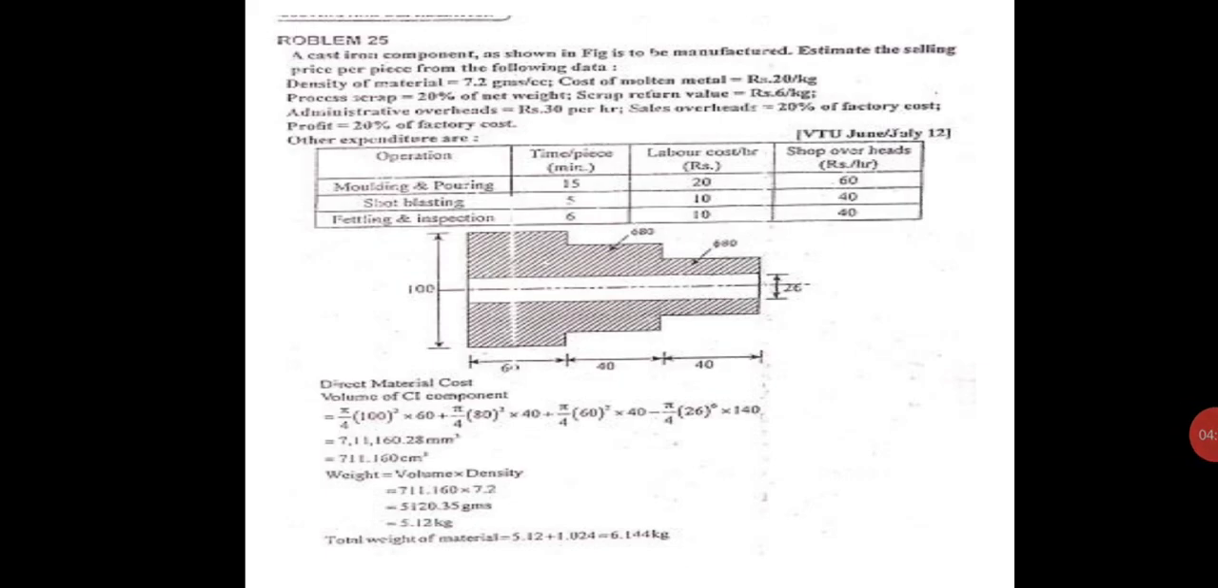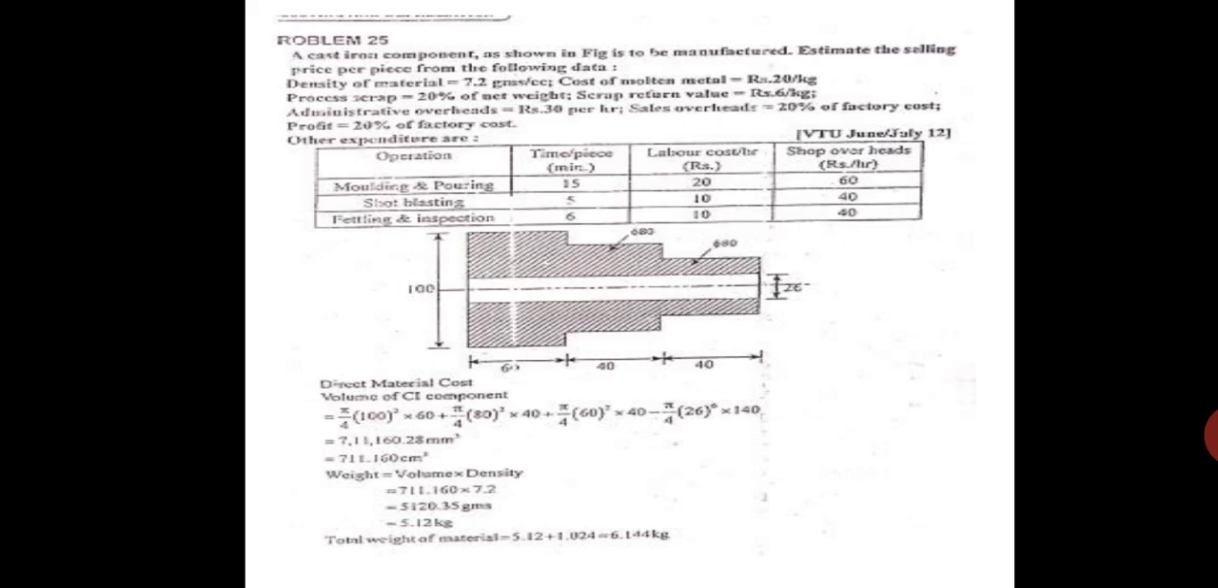In this sketch, the largest diameter is 100 mm, then it is reduced to an 80 mm step diameter, and the last one is again 60 mm. It is by mistake they have written 80. It is 60 mm. Please correct that. The thickness of the first step is 60 mm, the second is 40 mm, and the third step is again 40 mm.